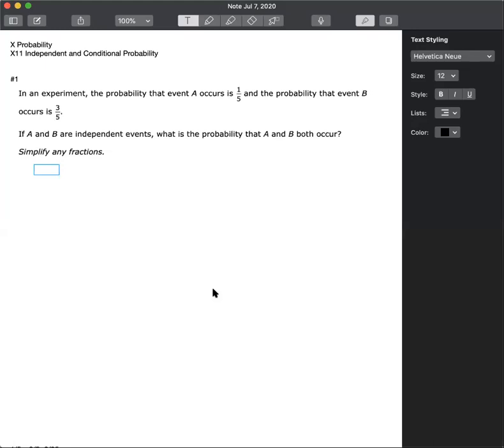All right, guys, so we're going to look at X11 and 12. The first one being X11, independent and conditional probability.